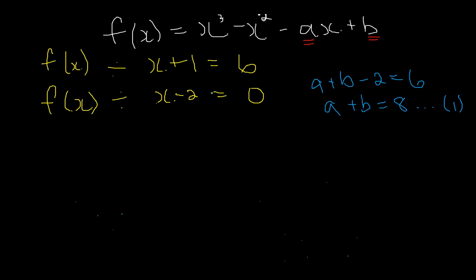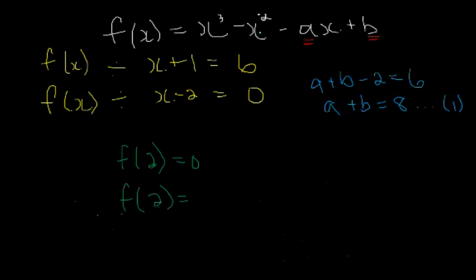F of x divided by x minus 2 is going to give me 0. What does that mean? F of 2 is equal to 0. If you don't understand how I did that, let me know, right? What is f of 2? Well, find f of 2. All I need to do is substitute 2 into my function given.